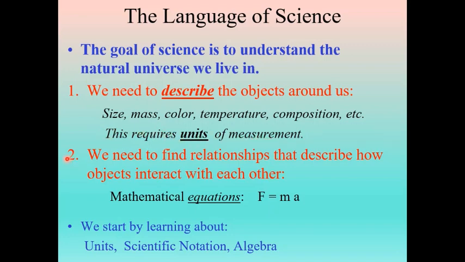The second part is we need to find relationships that describe how objects interact with each other. These relationships in physical science are usually defined through mathematical equations or formulas. Later in the course, for example, we will learn about Newton's second law of motion, which says that F equals ma. This is a relationship between the force acting on an object, the object's mass, m, and a, the acceleration of the object. This is one example of many that we're going to see in this course that describe relationships between various quantities.